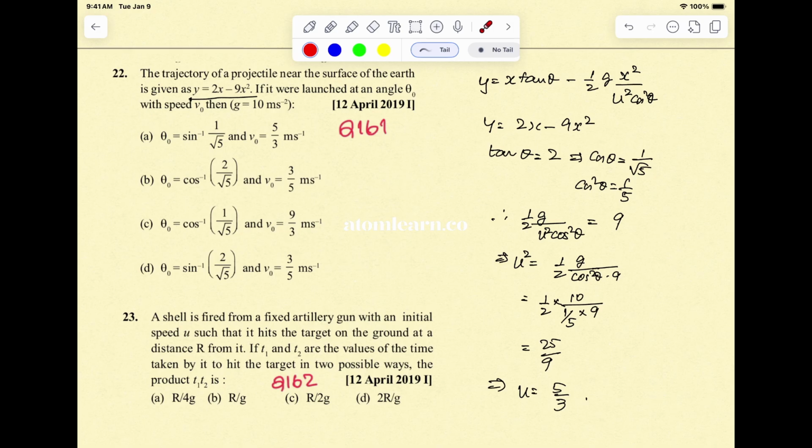Therefore, this becomes 25 by 9 is u squared. u becomes 5 by 3. Therefore, u equal to 5 by 3, and then cos theta is 1 by root 5. This actually is a printing mistake. It should be cos theta here. 1 by root 5. Next question.